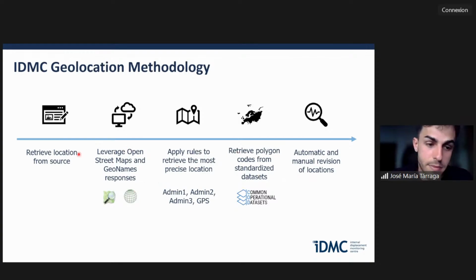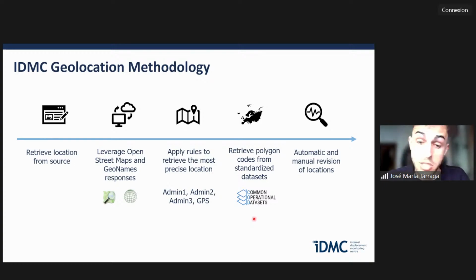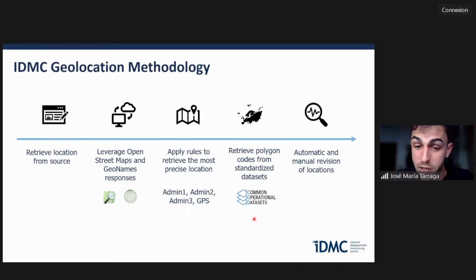Here is a very brief methodology: we leverage two different geocoders' responses, and with a set of rules, we are able to extract the most precise location from text. Then we standardize to this polygon and retrieve codes to be able to compare with standardized datasets, which will allow you to act at an operational level. And if there are entries that need to be manually revised, we can flag those and correct them manually.